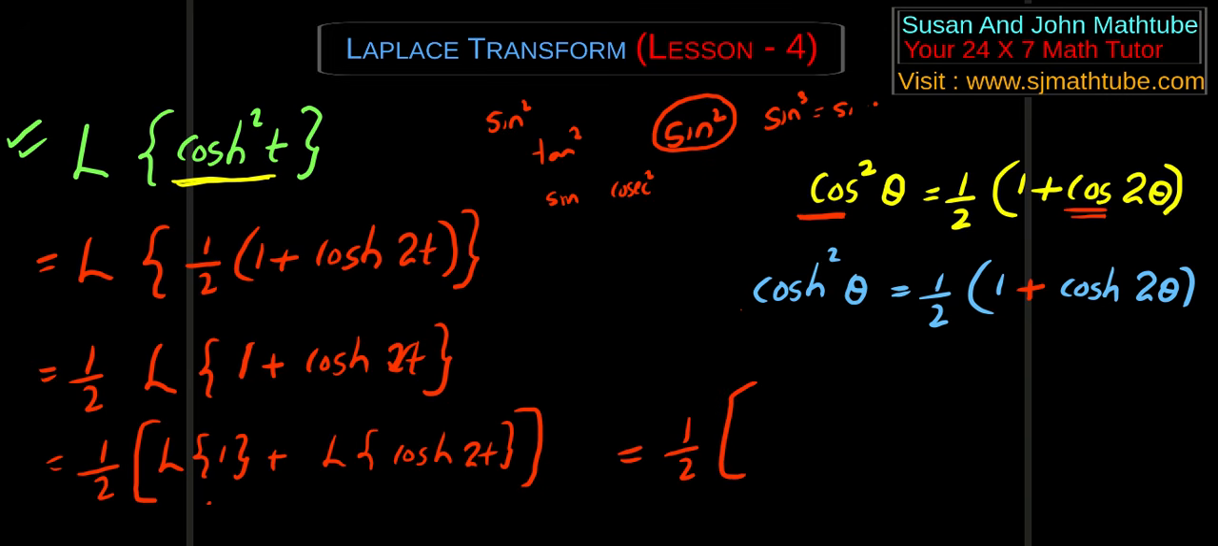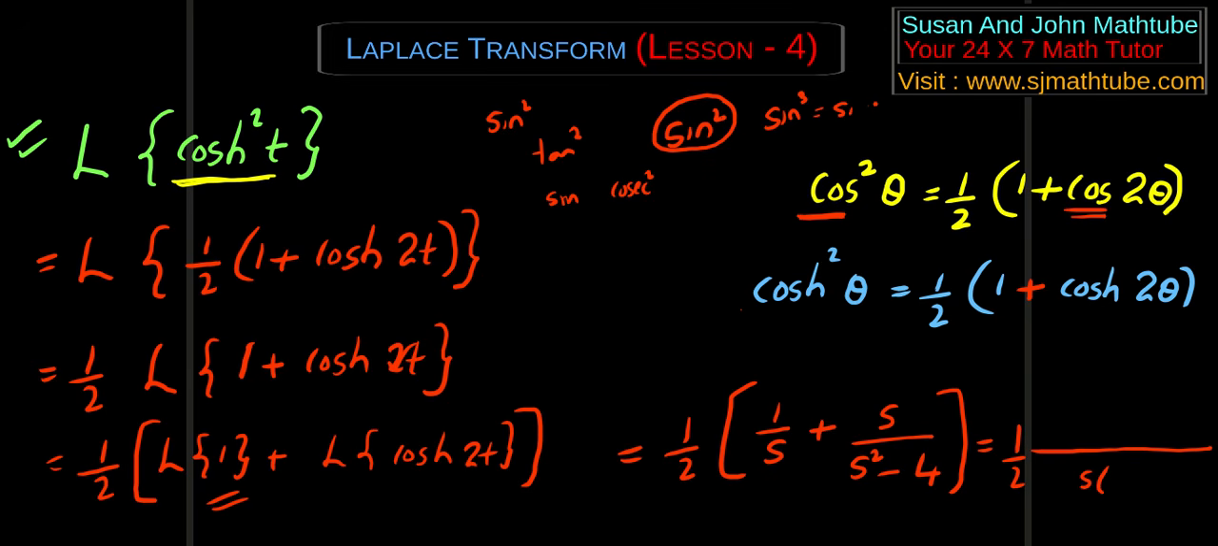What is Laplace of 1? 1 by s. And what is Laplace of cosh 2t? S by s square minus 4. Okay, now you can take LCM and simplify. So it becomes 1 by 2 into 1 by s plus s by s square minus 4, which simplifies to (s square minus 4 plus s square) over s times (s square minus 4). You can simplify that by yourself.